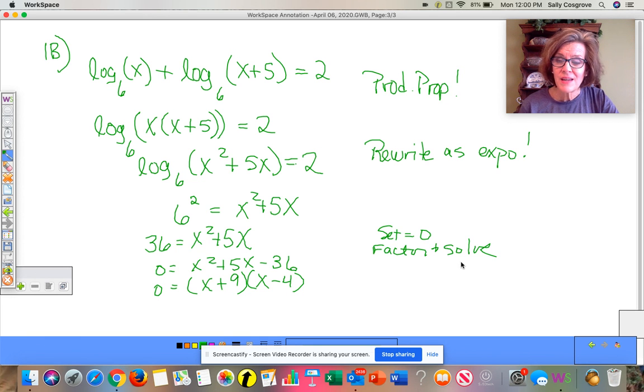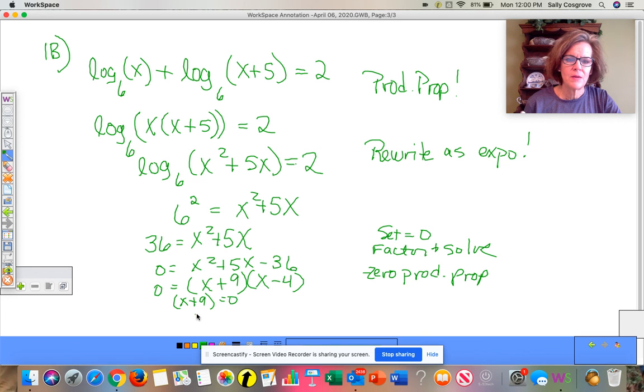Now we've got to solve it. So let's set each of the factors equal to 0, because the only way that this equals 0 is if one or both of them equal 0. So we'll just use that good old zero product property. If x plus 9 equals 0, then x equals negative 9. If x minus 4 equals 0, then x equals 4.